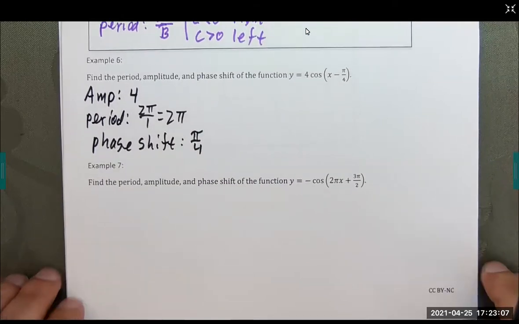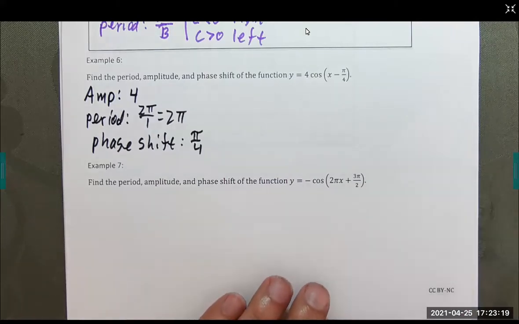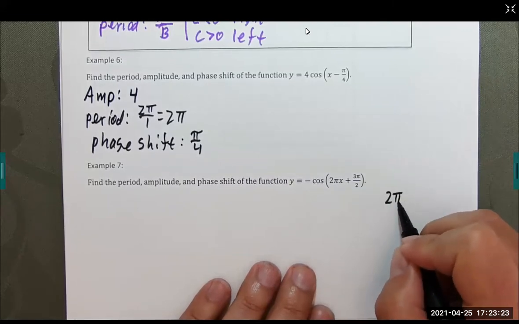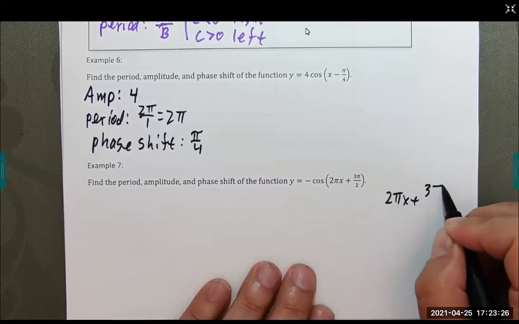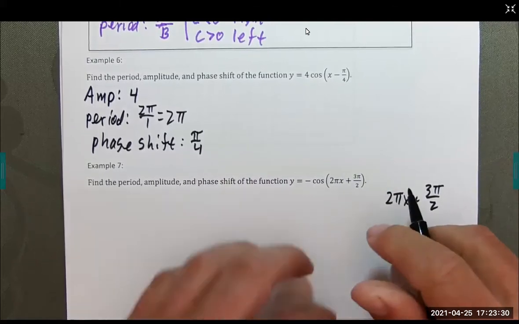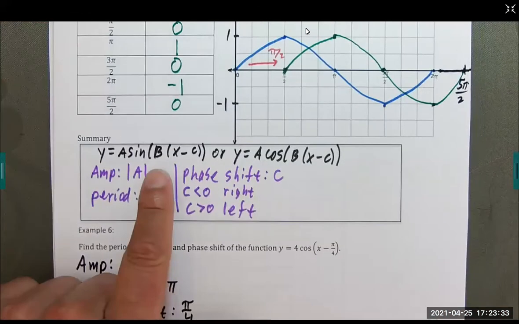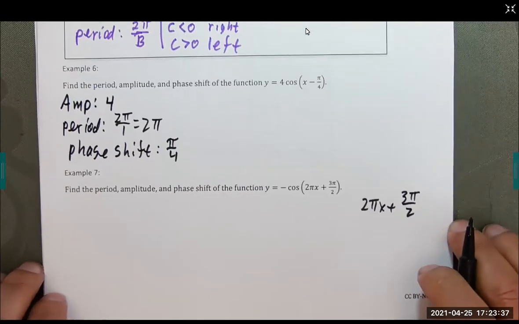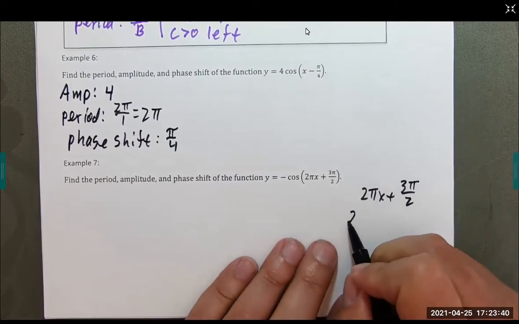Let's do it again with the function y equals negative cosine of (2 pi x plus 3 pi over 2). This is going to get slightly messy because what we have to do is rewrite it, the 2 pi x plus 3 pi over 2. We have to factor out that 2 pi so that it's in the proper form for either sine or cosine. So I'm going to factor out a 2 pi.